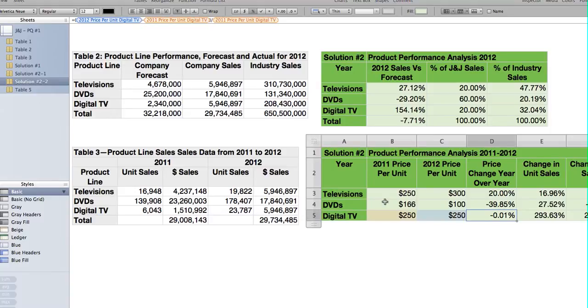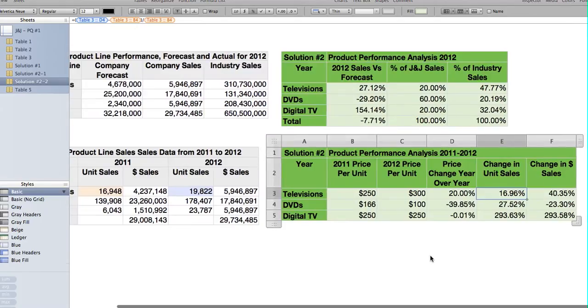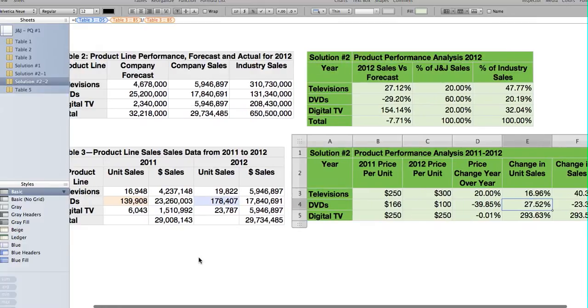By taking that into account, along with how the unit sales have changed, we can figure out where the decline is coming from. All three product categories for J&J saw an increase in unit sales from 2011 to 2012. However, despite an increase in unit sales, the reduction in price for DVDs ended up creating a reduction in sales dollars over the 2 years. So for the DVD category, the company is actually selling more units, but because they're selling each of them at a lower price, the sales have significantly declined.